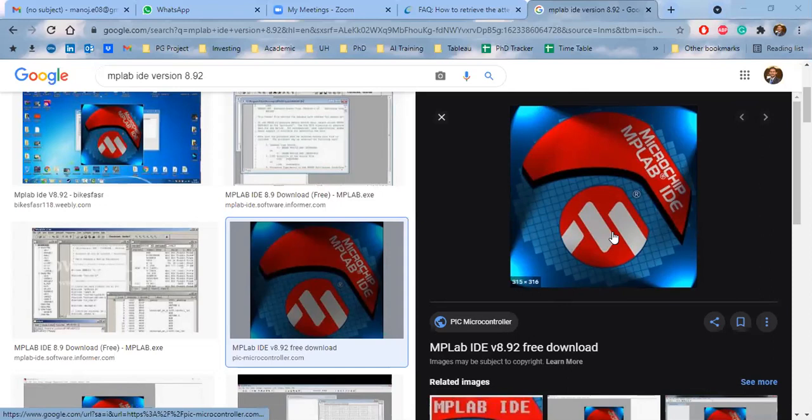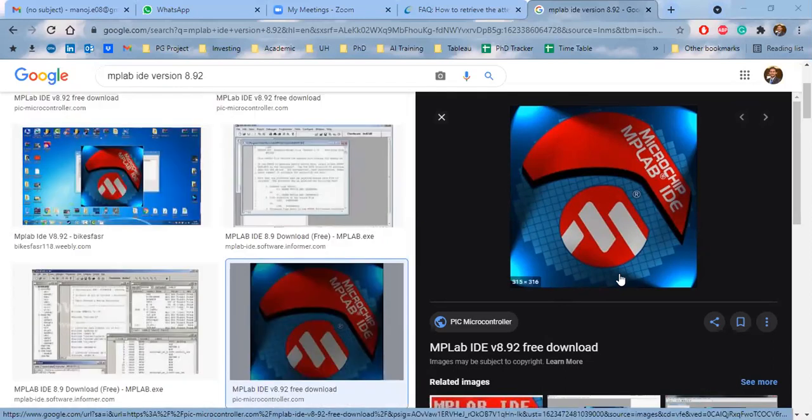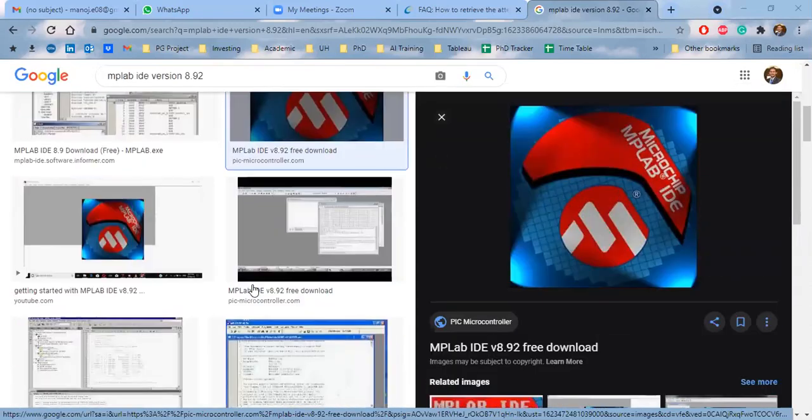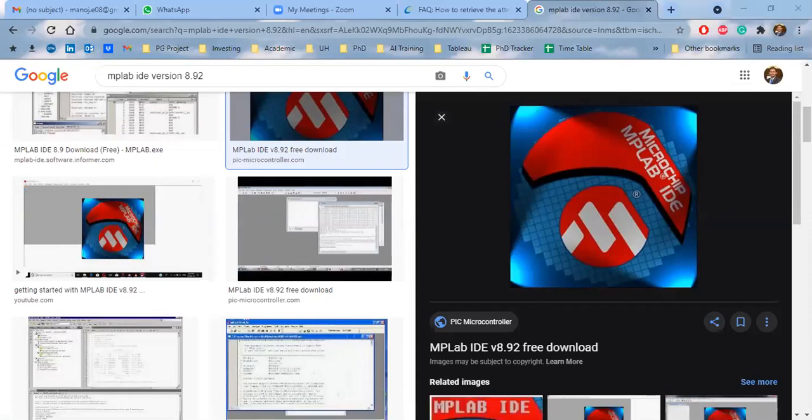Yeah, this is the MPLAB IDE 8.92 version, right? I hope all of you will install this one when you come to the next class, so we can do the practical and everything while we are on the Zoom meeting. That is our plan. This is Microchip MPLAB, and here this is the 8.92 version.